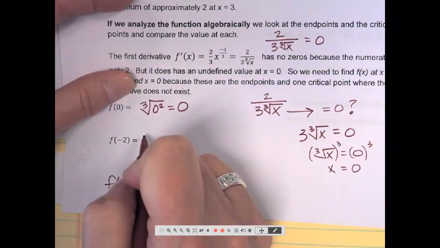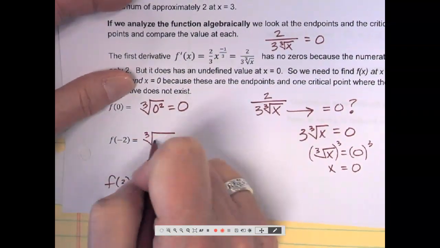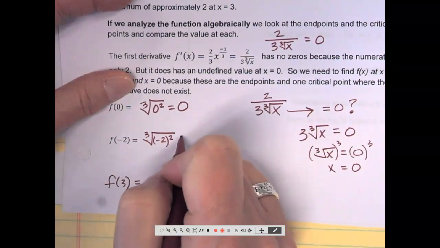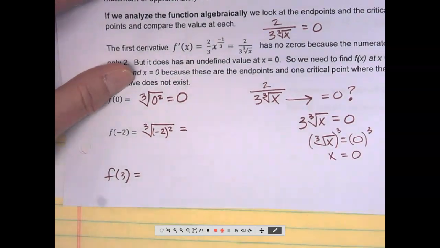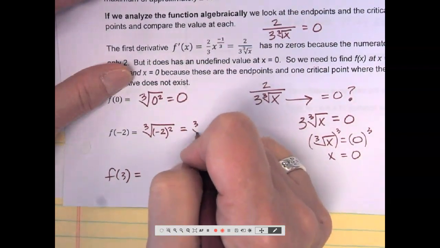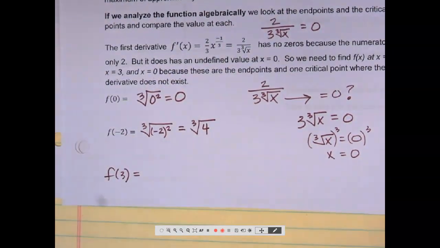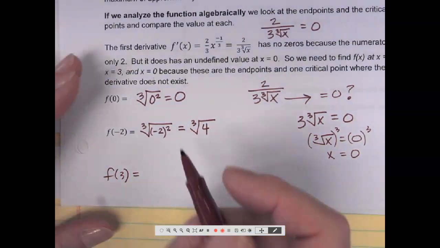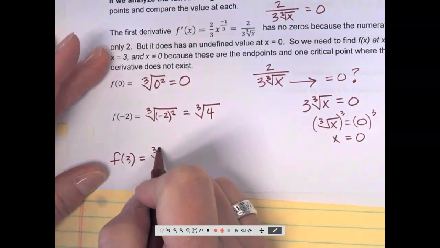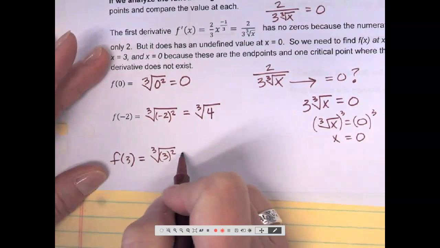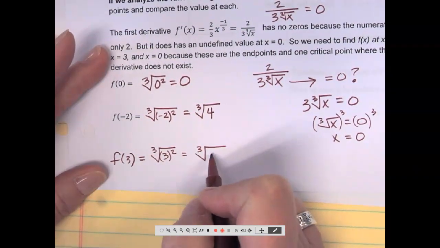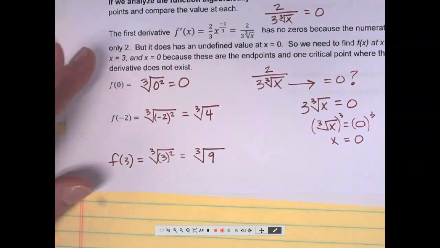Okay, negative 2: cube root of negative 2 squared. Well, that's the cube root of 4. I don't know what that is, but I'm just going to leave it. Something positive, right? More than 1, less than 2, because cube root of 8 would be 2. And then let's find f of 3. Cube root of 3 squared is the cube root of 9, which would be a little more than 2.